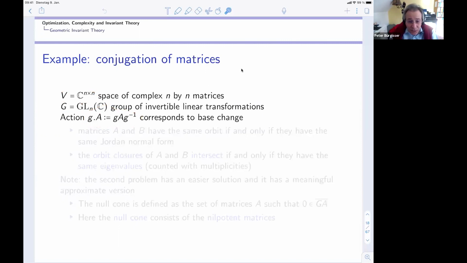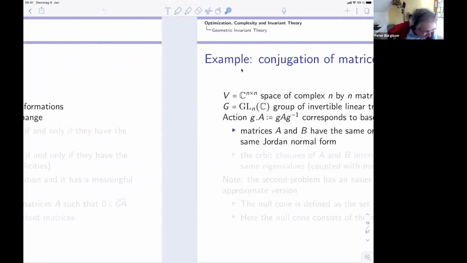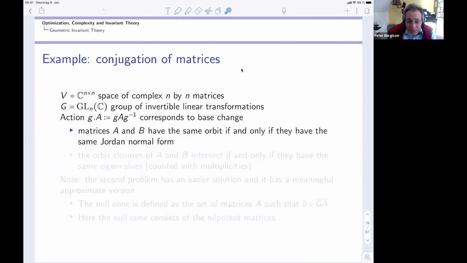So you have two matrices, A and B. You wonder, are they in the same orbit or not? And then we learn in the linear algebra class, and usually it's the hardest theorem in the whole class, that this is the case if and only if they have the same Jordan normal form. So the answer is a bit tricky.